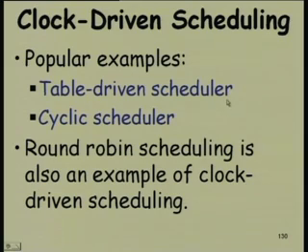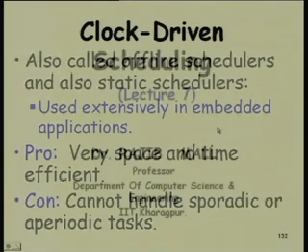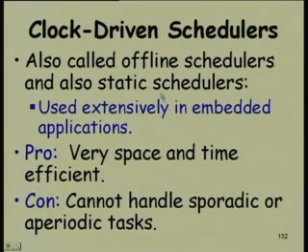So, we will discuss these two, the table driven scheduler and the cyclic scheduler. And these are also called offline schedulers, because we would have to somehow develop the schedule of the tasks and store that in a table. These are offline because the schedule is not dynamically decided as the system proceeds. That is why this is also called a static scheduler. Offline scheduler and static scheduler, two terminologies we will use to refer to these clock driven schedulers.